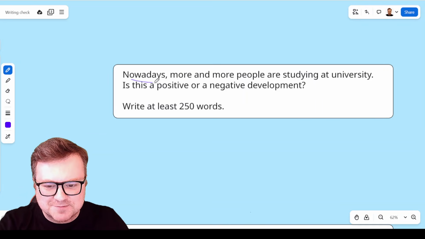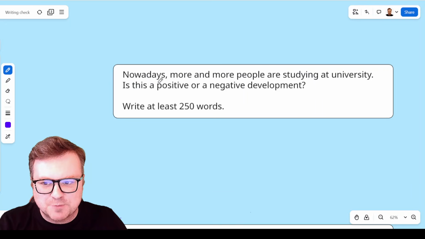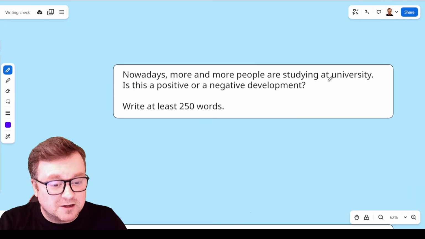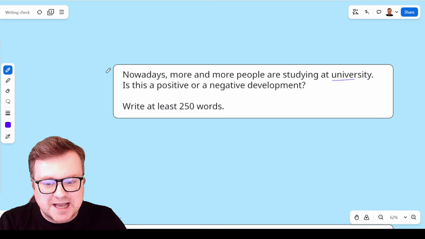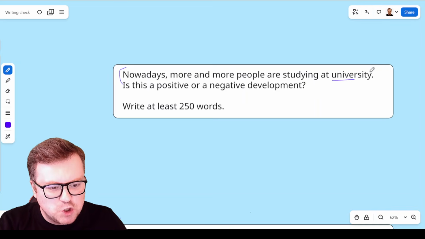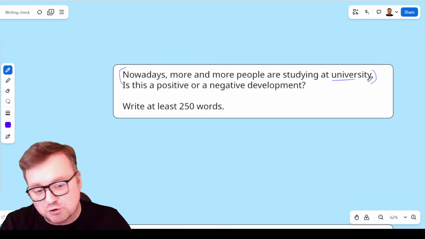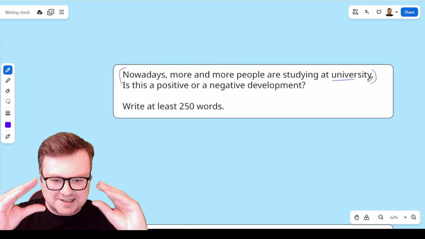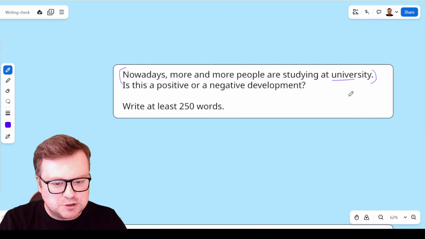So nowadays, in today's world, present time, more and more people are studying at university. So this is the anchor. This is the statement of fact. That's not the thing that we argue about or disagree with or agree with. That's the anchor. More and more people are studying at university.